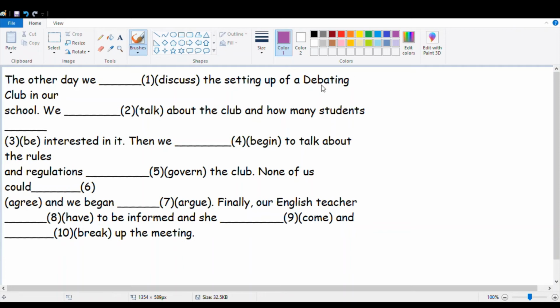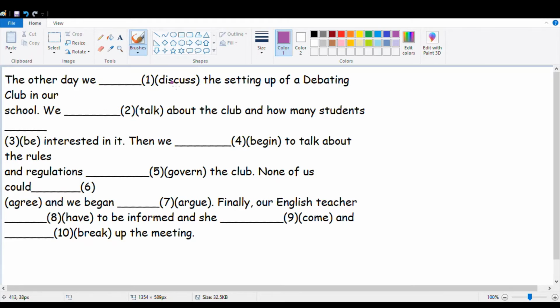Now we are going to look at some examples of how we would use the different tenses, especially in an exam. So I've just taken a question from an exam, and we want to see how we can think about the different options that are available to us when we're answering from an exam. So here's a question. The other day we discuss the setting up of a debate club in our school. Okay, let's just stop there.